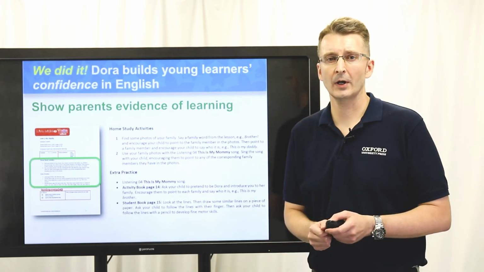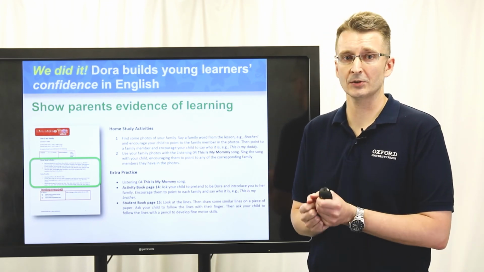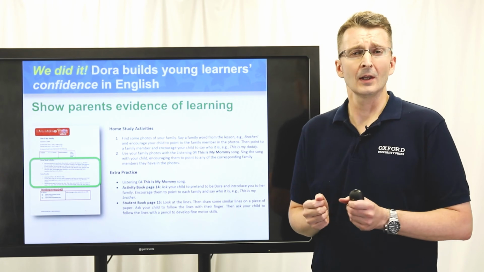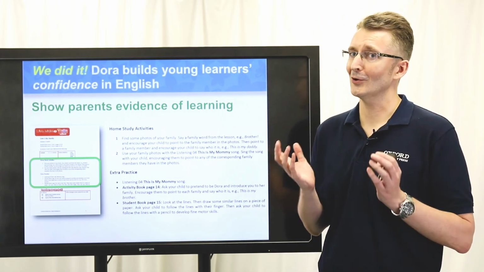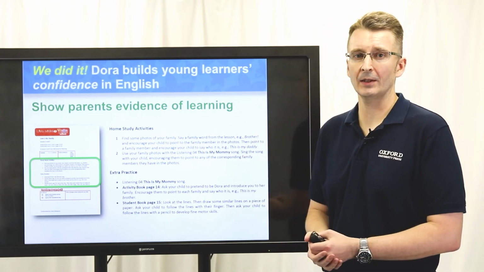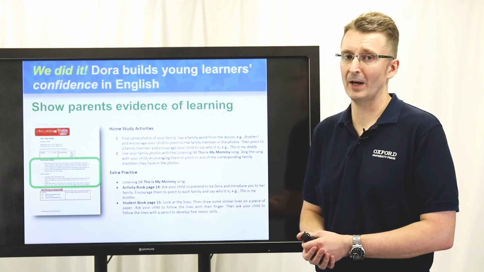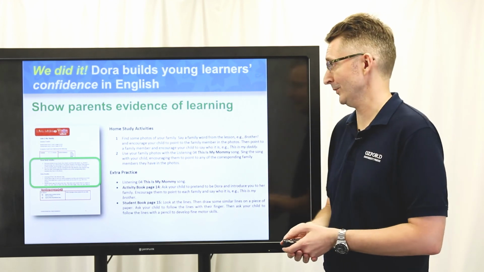Next, parents can try out these simple home study activities and extra practice suggestions with their children. Many parents really want to help their children to learn English better, but they're not sure what to do. So these parents will appreciate the concise and practical advice in the Parent's Guide. And parents don't need to speak much English to help their children improve.